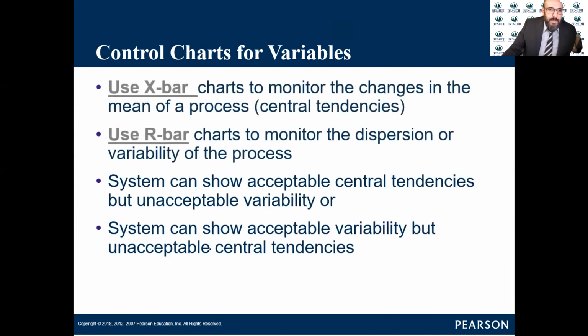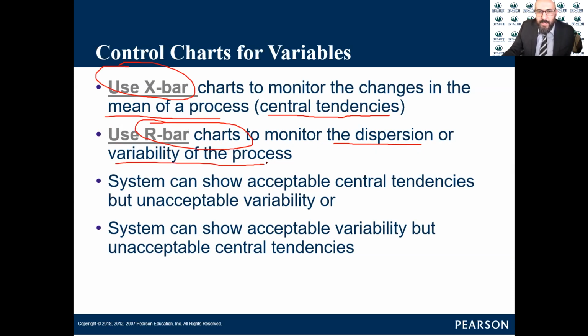All right, let's take a look into the difference between when to use the X bar and when to use the R bar. The X bar chart is used to monitor the change in the mean for the process, the central tendency. If we're going to monitor the dispersion, we use the R chart. If we need to monitor the mean, that would be the X bar. However, the R chart we will use to monitor the dispersion or the variability of the process.